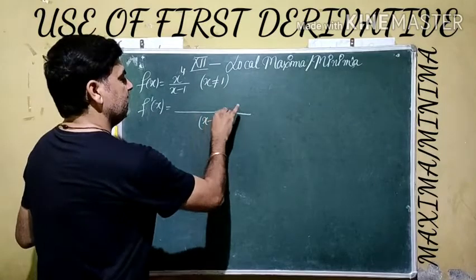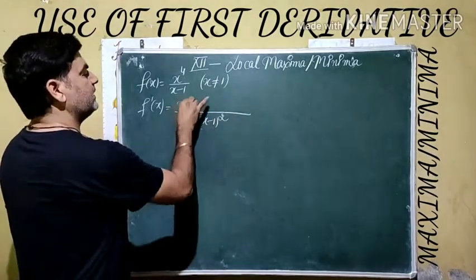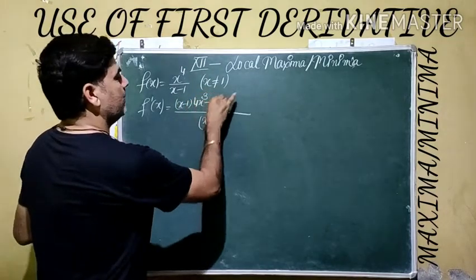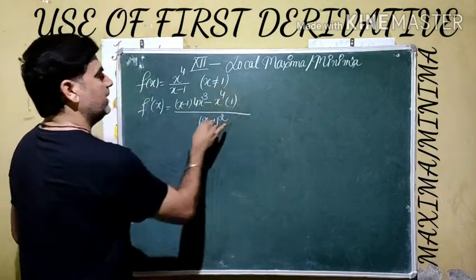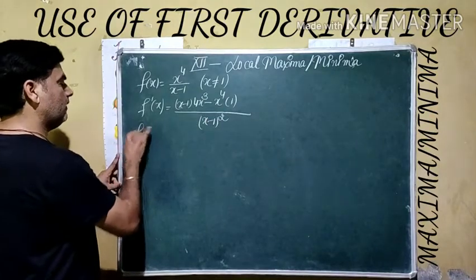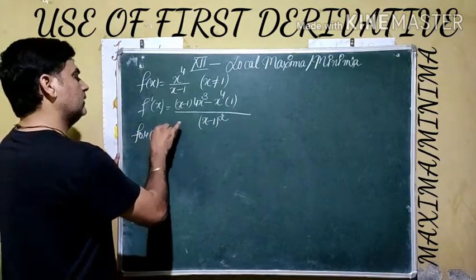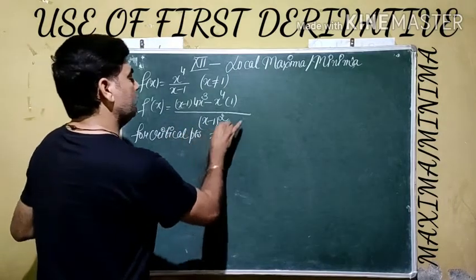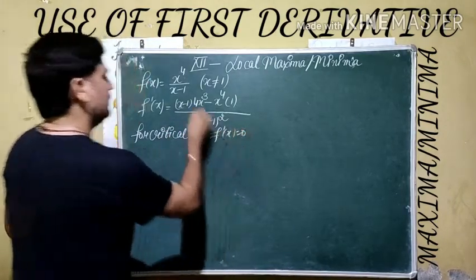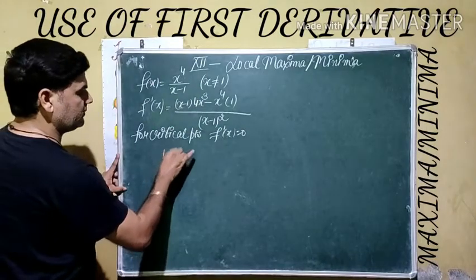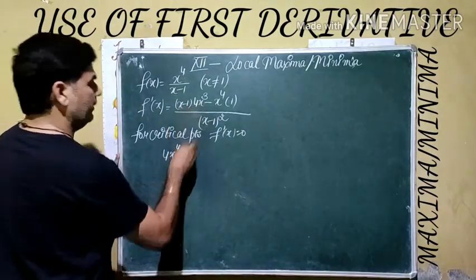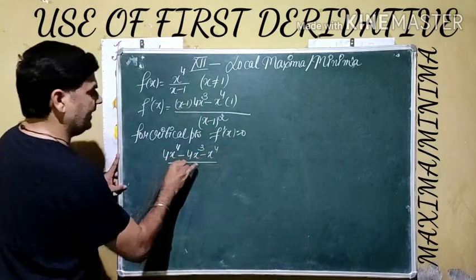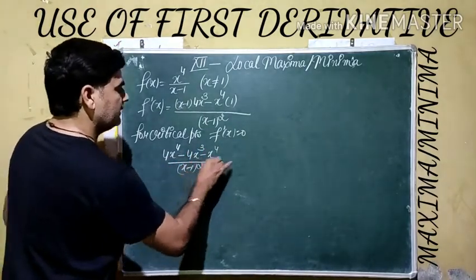Quotient rule says the square of the denominator as is, derivative of the upper term first, it is 4x³, minus the upper term as is, derivative of the bottom term, it becomes 1. Next step, to find the critical points, our condition is to take the first derivative as 0. If we simplify, we get 4x⁴ minus 4x³ minus x⁴, divided by (x minus 1) whole square, is equal to 0.